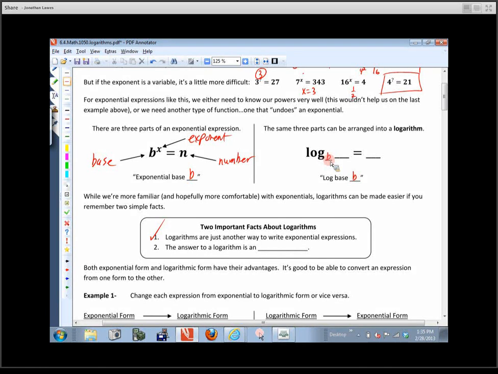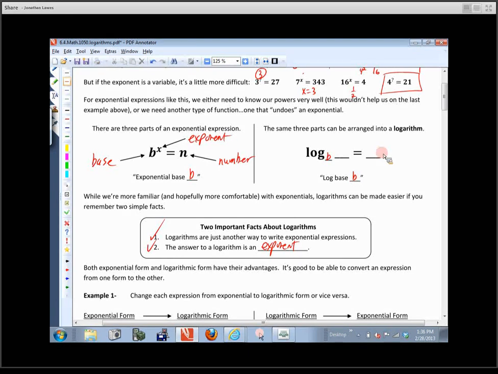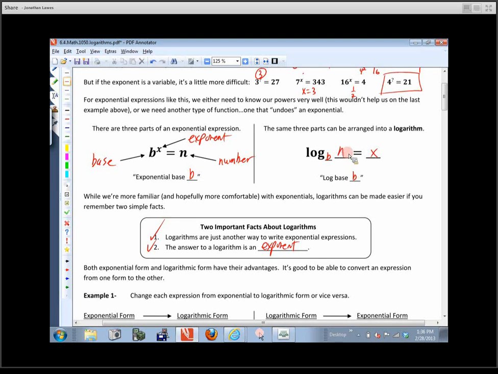And the second thing is the answer to a logarithm is an exponent. So if I'm going to represent these three things over in this logarithmic expression, logs have a base just like exponentials have bases, so I'm going to put the base right here. It's usually written smaller, as a little subscript. And the answer to the logarithm, the thing that goes over here, is the exponent. So it's an x, and the only other choice is that it's got to be an n. Any questions there? So this is exponential base b. This is log base b. They're just different ways of writing the same type of thing.